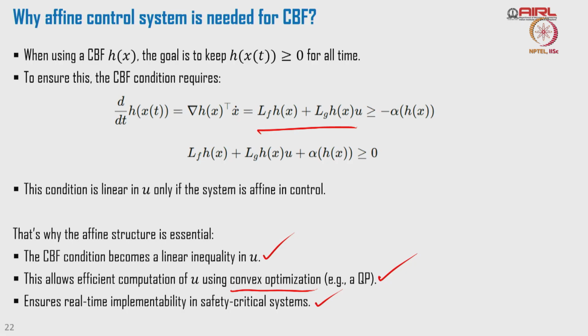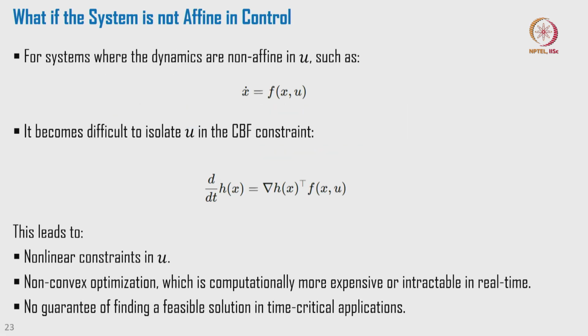Okay, fine. What if the system is not affine in control? It leads to nonlinear constraints in U. Then the convex optimization can get transformed into a non-convex optimization, which is computationally more expensive, cannot be solved in real time, and there is no guarantee of finding a feasible solution. So that is also important. We have to see in a quadratic programming problem whether we are getting a feasible solution or not. If we don't get a feasible U star, then what do we implement as a control input on the drone so that it comes out of, or never enters, the unsafe set?